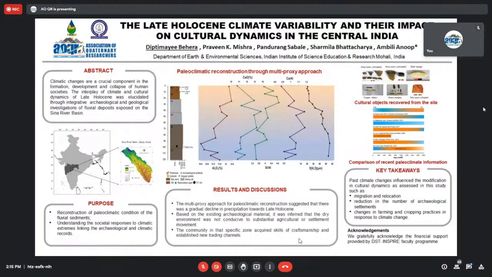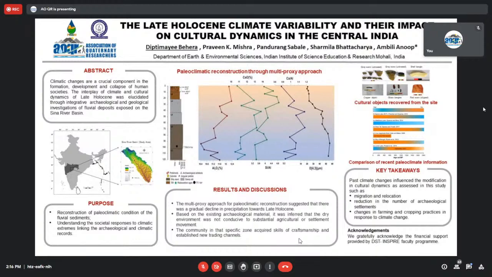So this brings me to the key objectives of our work, which are first to reconstruct the paleoclimate of this region through a multi-proxy approach, and then to integrate the archaeological findings with these established climatic records to understand the cultural response to this variability. The age of this studied sequence was established through OSL and C14 dating, which ranged from 7.5 kiloyears to 945 years. The archaeological findings were confined to the topmost litho unit of the sequence.